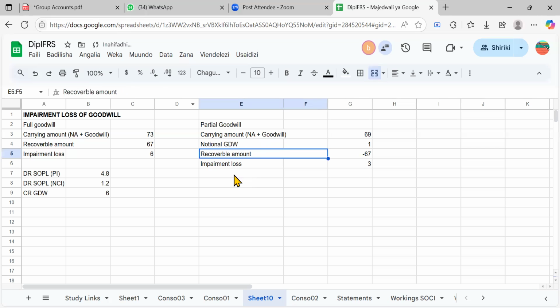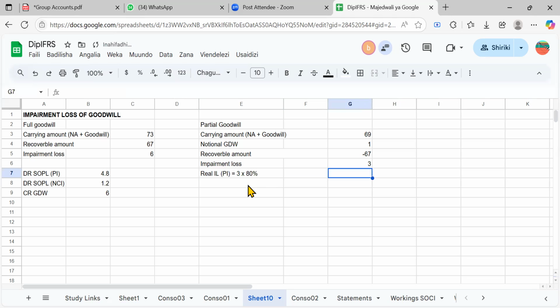So I would just say this impairment loss is not real. Let's get the real impairment loss. The real impairment loss here is only attributable to the parent interest. That is the reality. Which we get as how much? We have the 3, and then we have to multiply by the parent interest percentage, which is 80 percent.